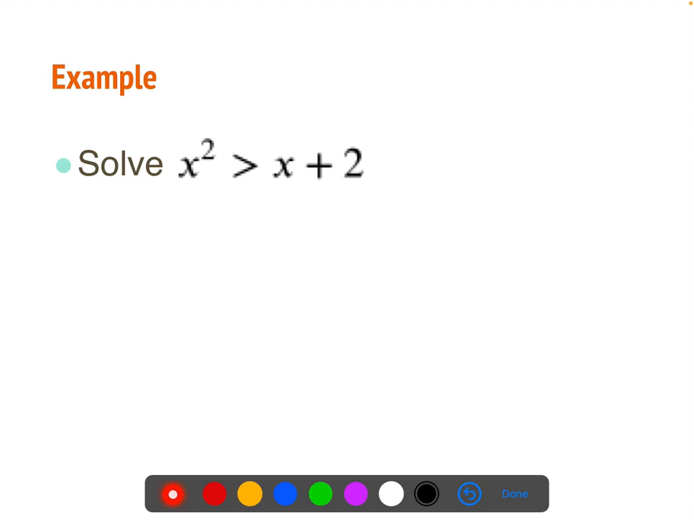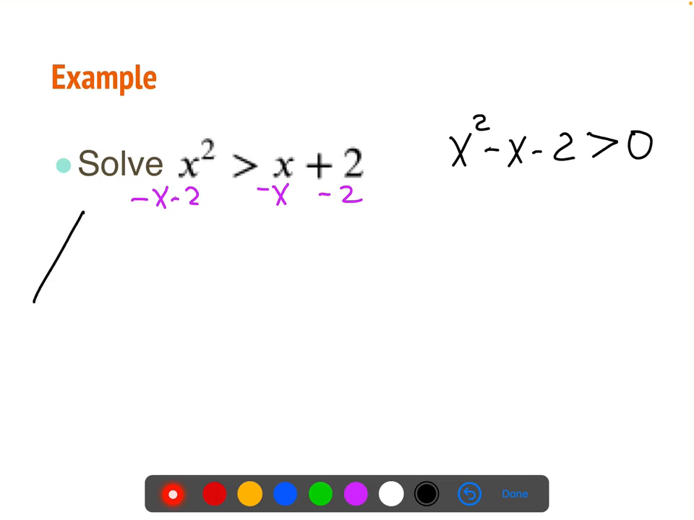So I'm going to move x and my 2 over to the other side. So now I have x squared minus x minus 2 is greater than 0. Now that I've done that, I'm going to factor. So I'm going to do my big X.